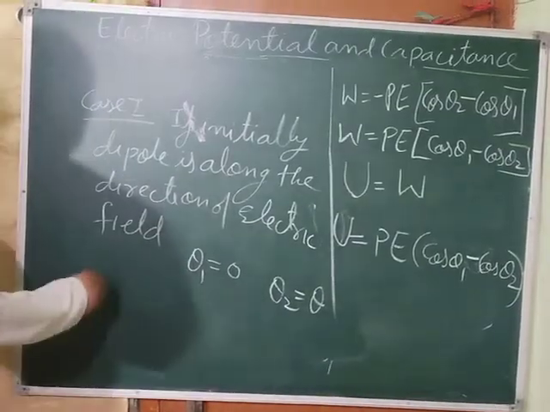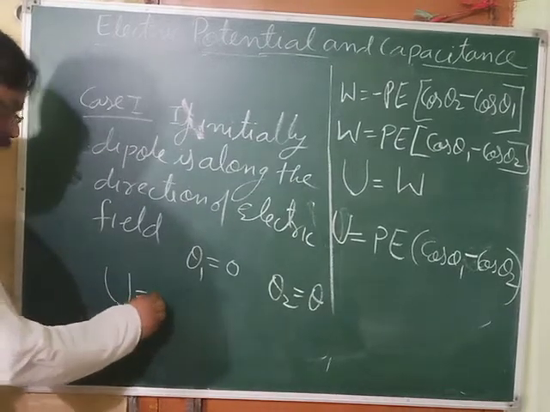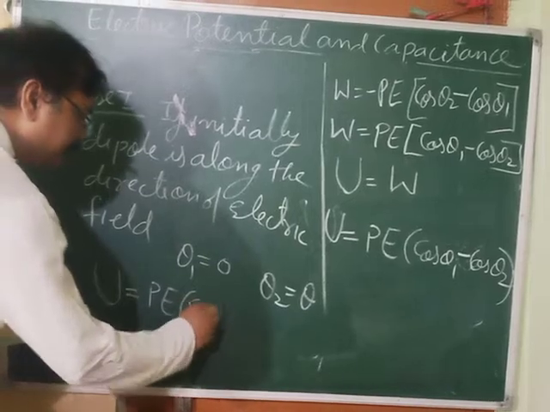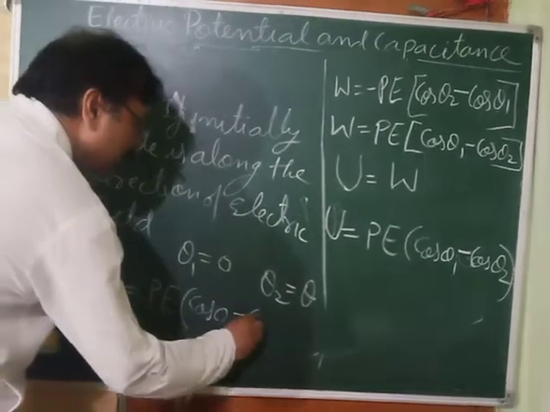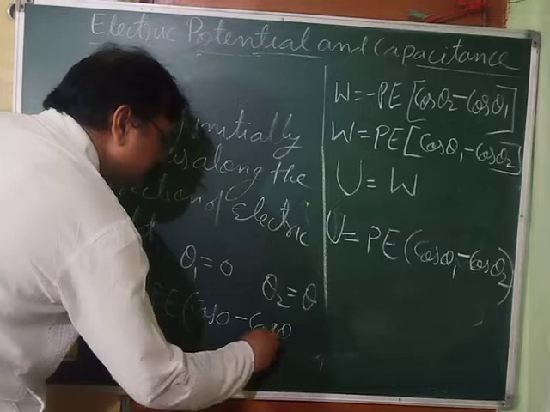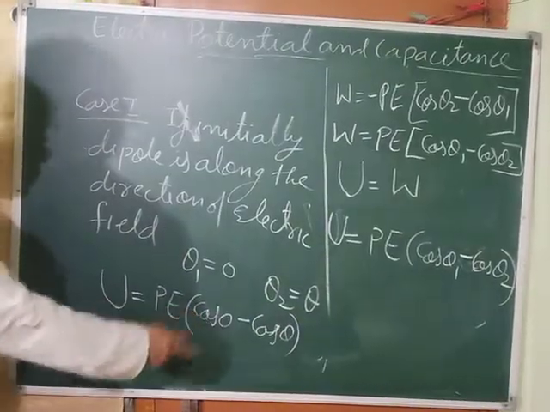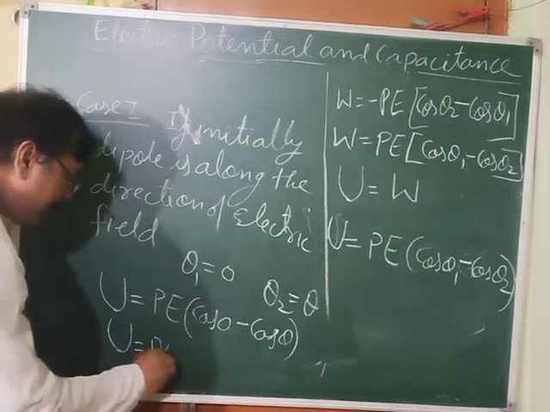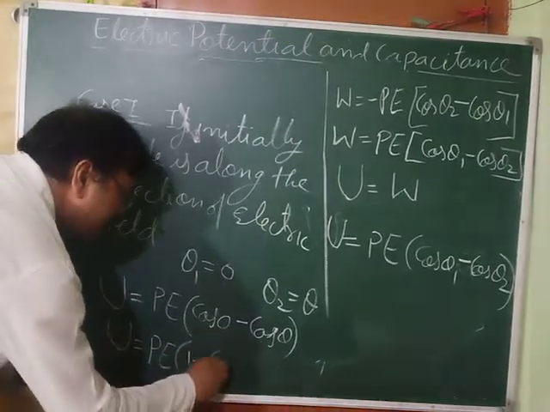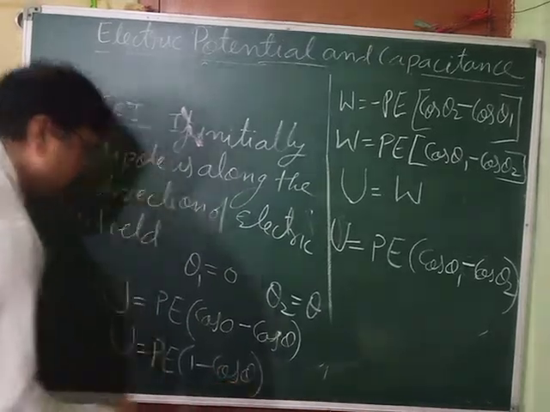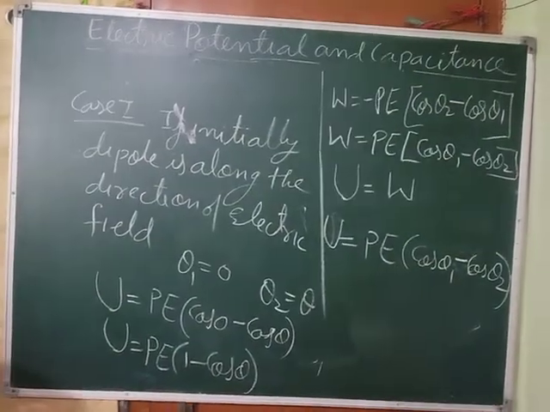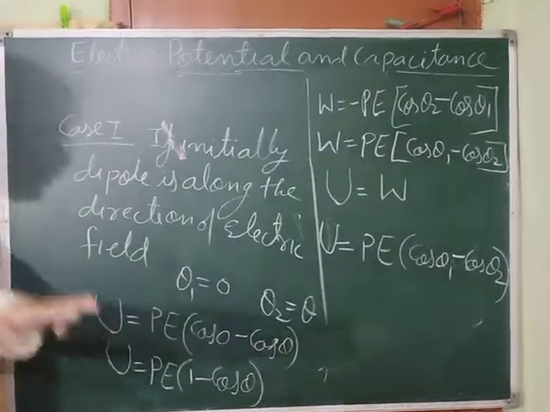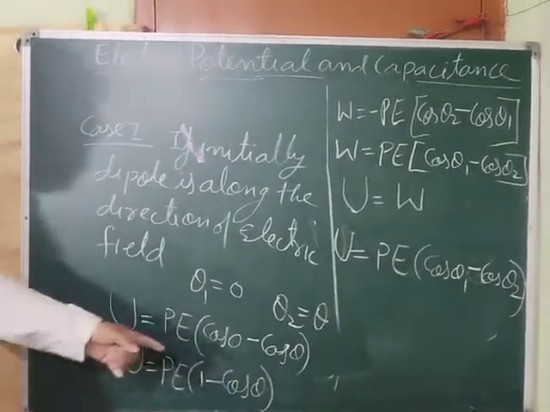So what will we get? U is equal to PE, here we will have cos 0 minus cos theta. Cos 0 is how much? It is 1. So we can write U is equal to PE (1 minus cos theta). This is the formula for potential energy of an electric dipole when it is initially placed along the direction of electric field and then rotated by an angle theta.